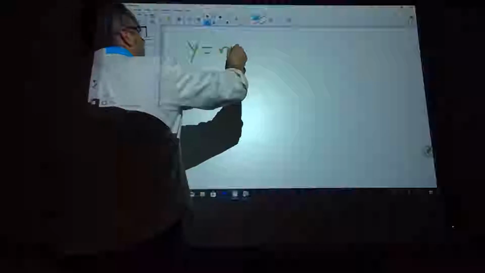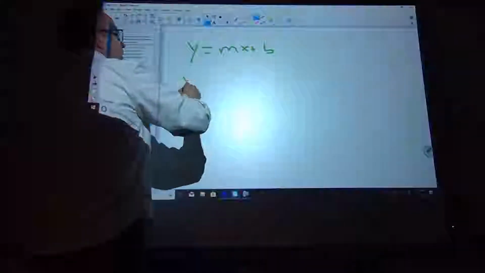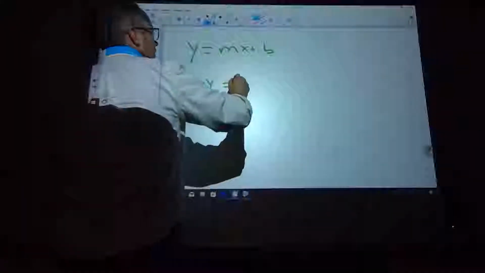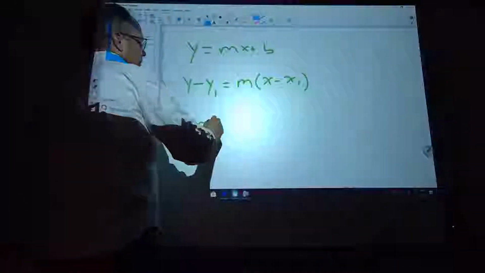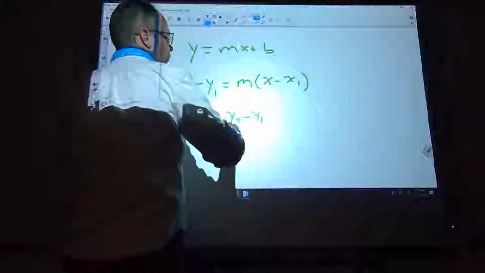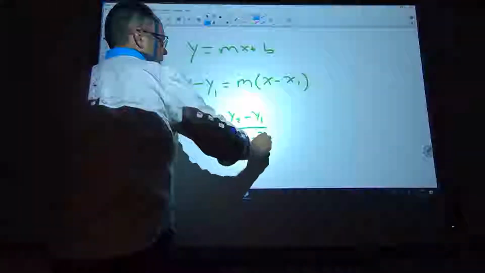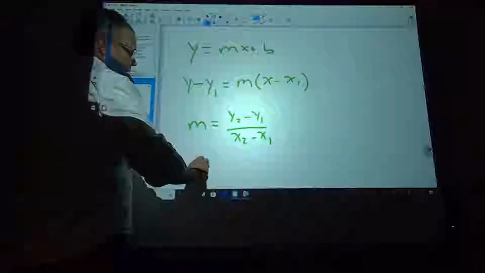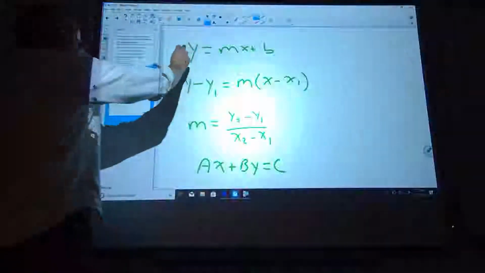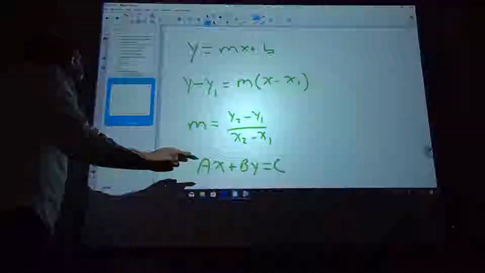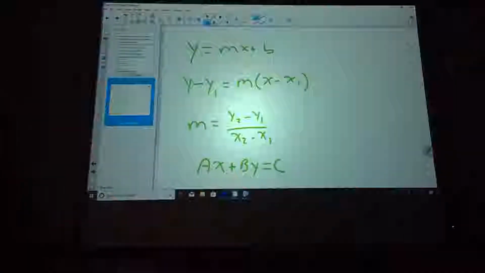Wait, is slope intercept y equals mx plus b? So that's slope intercept. This is point slope form: y minus y1 equals m times x minus x1. And then you have this one, which is just your slope equation. And then there's the last method that we don't really hit that much. This is called standard form. So slope intercept, point slope, standard, and that's your slope equation. So I did the third one for all of them.